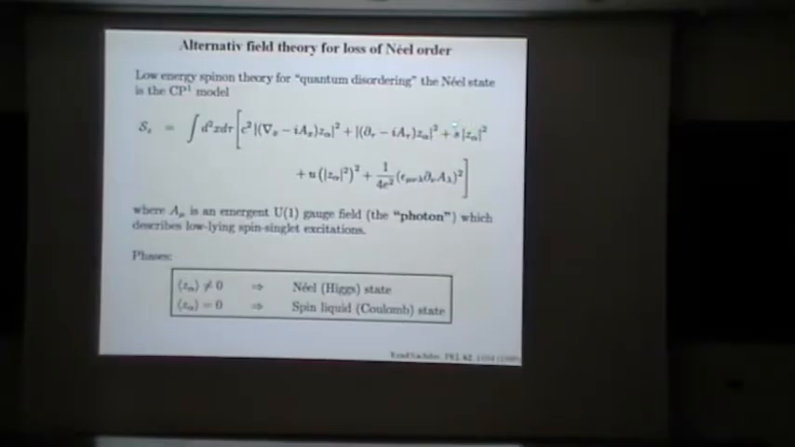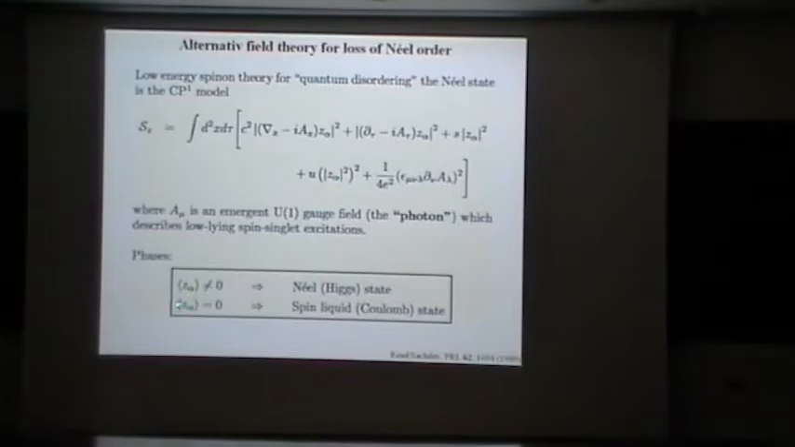And apart from this, there is also a mass term and a quartic term here, and there is an action which describes the physics of the gauge field alone, which you can imagine is coming out from integrating out high energy degrees of freedom. So this is an interesting theory to discuss. In particular, if this Z field acquires an expectation value, you get the same Néel state as before. So in other words, one can argue that the gauge field then doesn't play a role. This is like a type of Higgs mechanism.